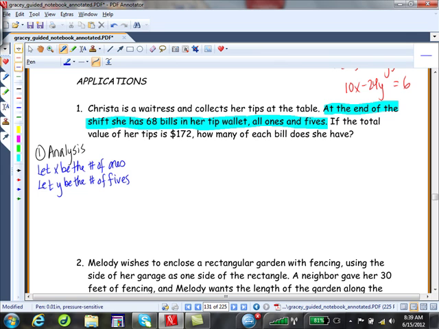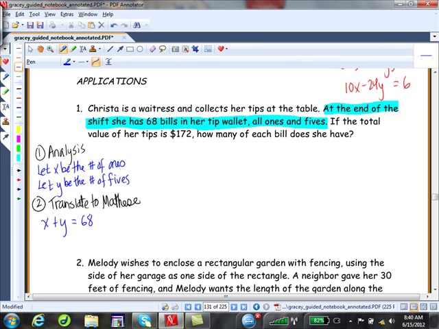Okay, second step. Translate to mathese. Right? Translate to math. So we already have our first statement. Overall, she has 68 bills. So how do we write that in math? I mean, if x is the number of ones and y is the number of fives, what's our first equation? Good, it'll be the number of ones plus the number of fives equals 68. So using our variables, x plus y equals 68.